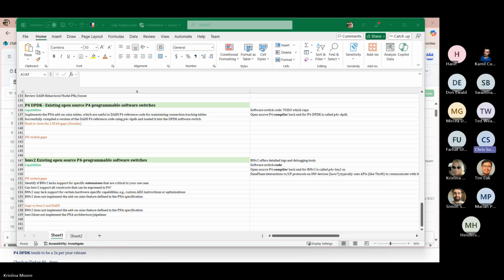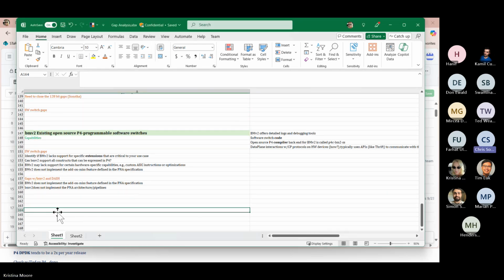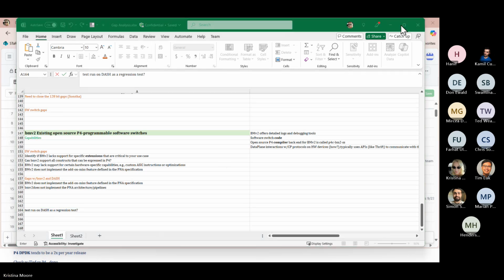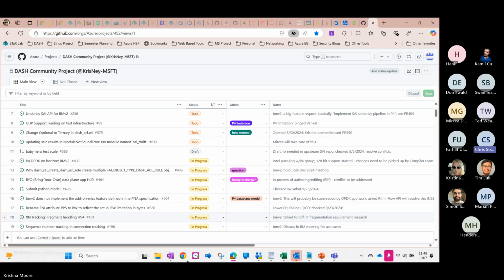It might be a good experiment, even before she submits the PR, to do a test run on Dash as a regression test. We could say, if you can provide a Docker file, experimentally, to try it out and see if there are any surprises, it might be a good experiment. Yeah, that's a good idea. And it's a good test case for people's back ends.